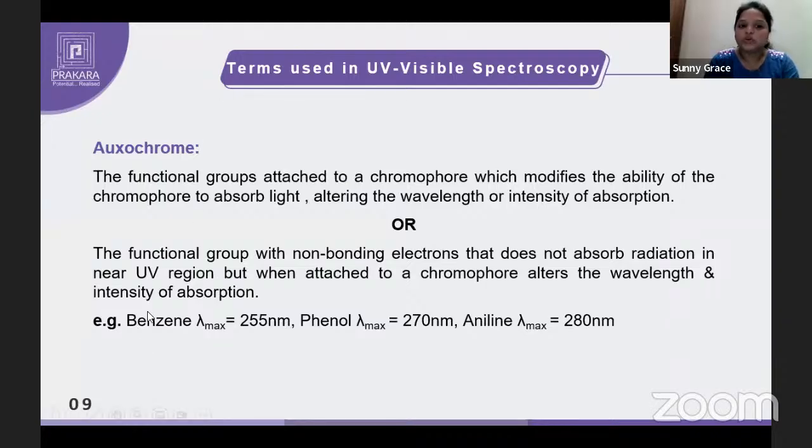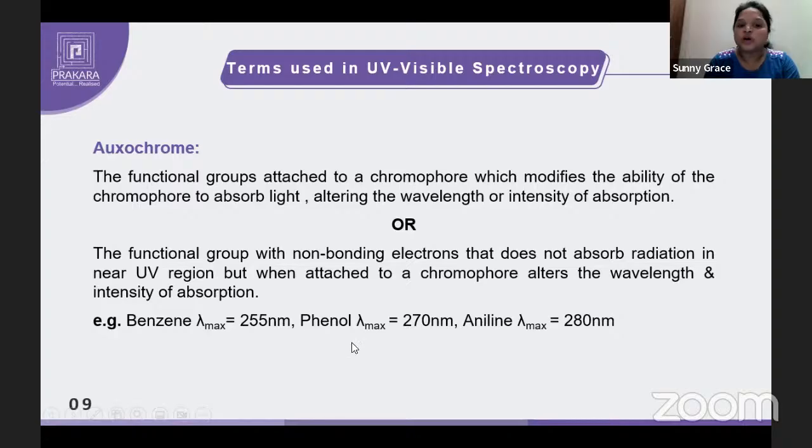See benzene molecule. Generally, benzene is an aromatic ring which has a lambda max of 255 nanometers. Now, what is lambda max? Whenever we plot a graph taking wavelength on the x-axis and absorbance on the y-axis, the wavelength at which you will observe the maximum absorbance is known as lambda max. So for benzene, the lambda max is 255 nanometers.